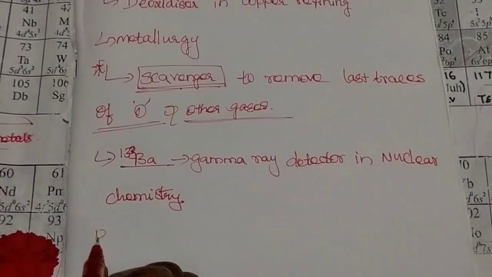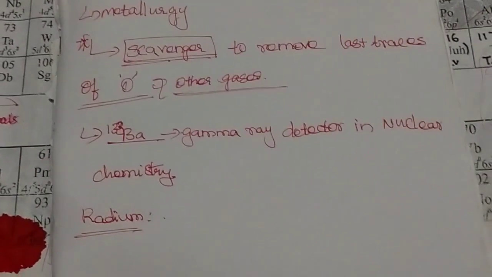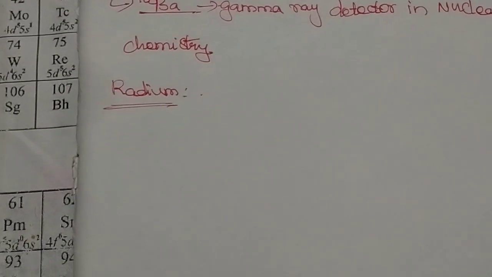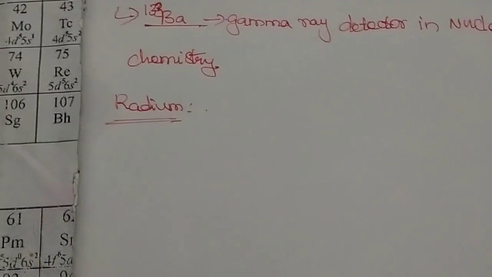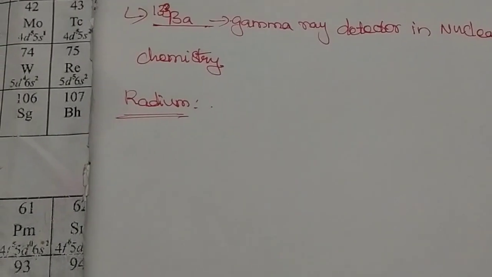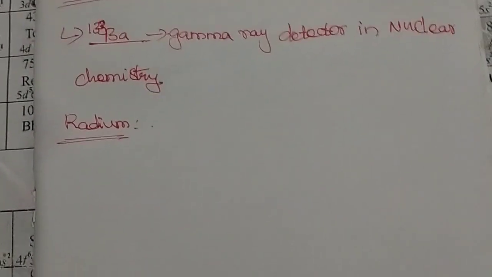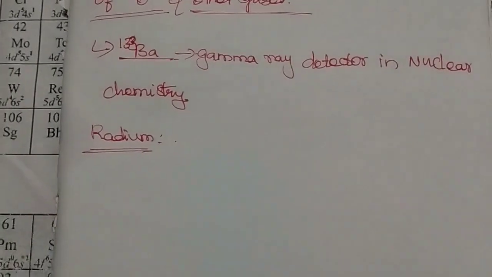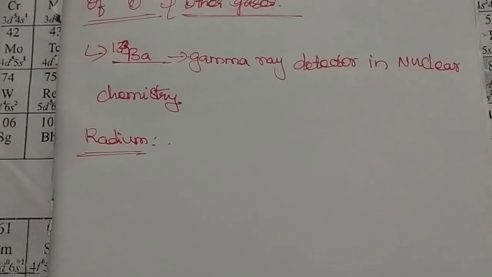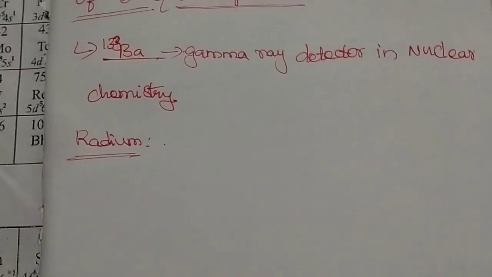And the next one is radium. This is the last element of the alkaline earth metals. You know that generally radium is a self-luminous element. So if you look at it in a dark place, you can easily see the self-luminous character of radium, and even in the light it can show the self-luminous character of radium.